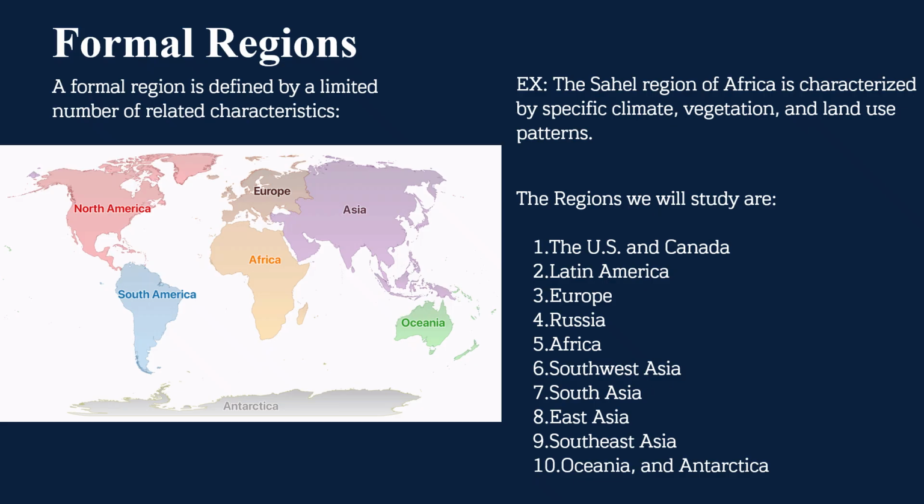And these are, of course, a list of regions that we're going to study in this World Geography series: the US and Canada, Latin America, Europe, Russia, Africa, Southwest Asia, South Asia, East Asia, Southeast Asia, and Oceania and Australia. Those are all formal regions.